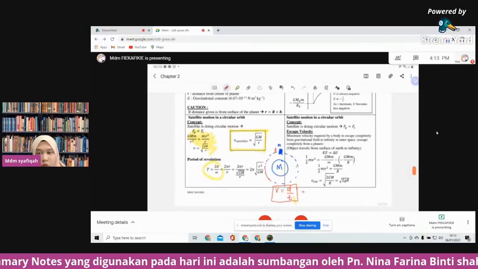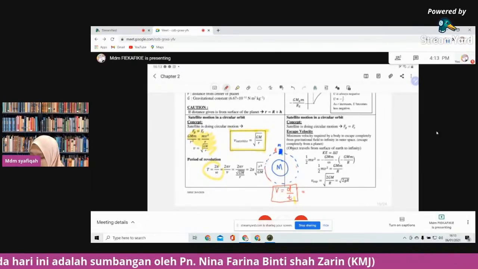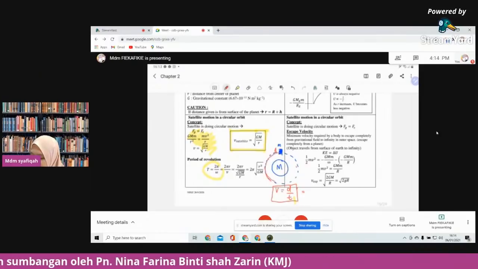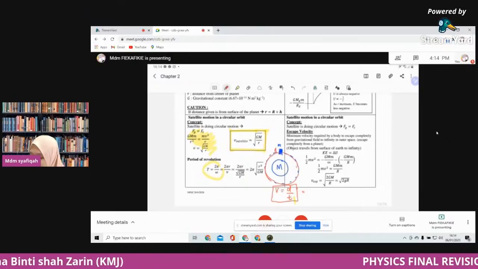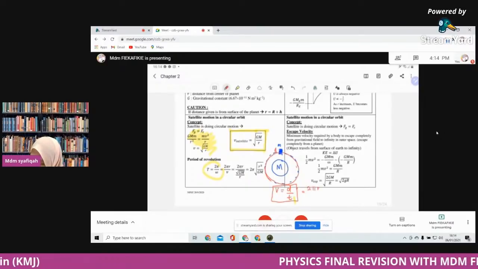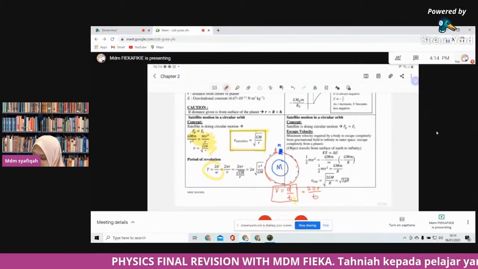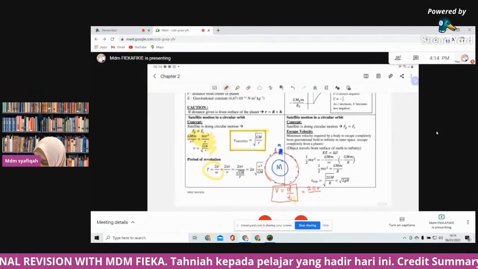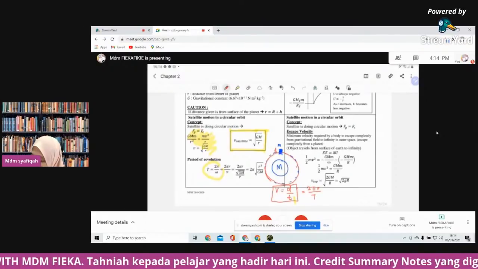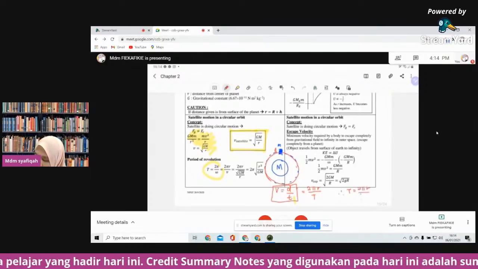So now, what is the distance travel for one complete revolution? Satellite tu bergerak sini, A, patah balik. Satu lilitan bulatan, you belajar maths. It's 2 pi R over T. Okay. So for one revolution, T ini saya tukar kepada T huruf besar. Therefore, T is equal to 2 pi R over V.